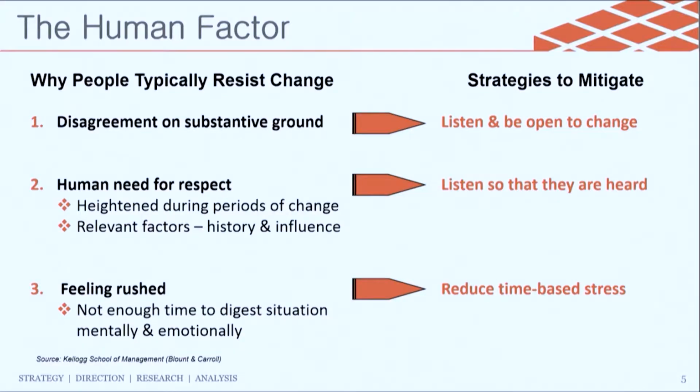And one other element that I think sometimes gets lost in the higher technical conversation is the human factor. There's always humans involved with every decision. This is from the Kellogg School of Management: three reasons why people typically resist change. The first one's clear, because they have a good argument. I'm not going to focus on that one. The second two are the ones I want to highlight.